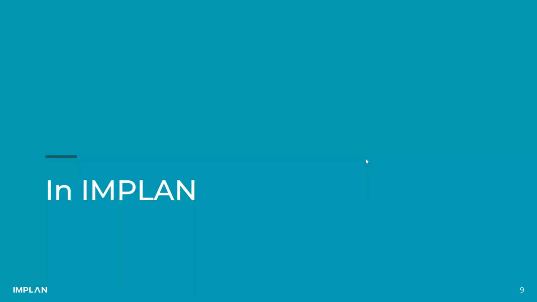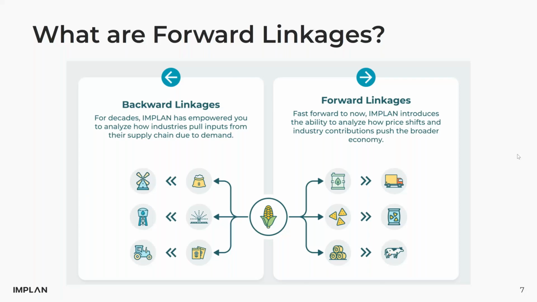Here we go. So what we're used to seeing in IMPLAN is backward linkages. That's traditionally the Leontief model that we've all been working with for many years. This is the Nobel Prize winning work that he did. And that's everything needed to produce corn, right? So that's everything on the left here. It's all the energy, the seeds, the water, the labor, all the stuff we need to make corn happen.